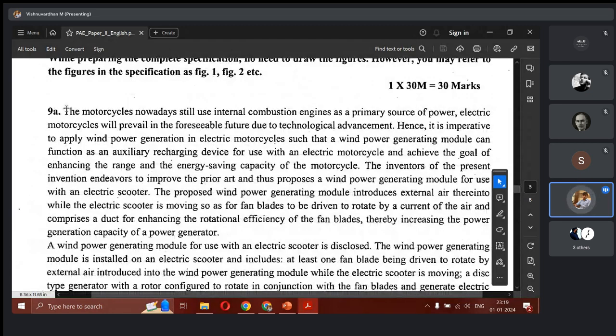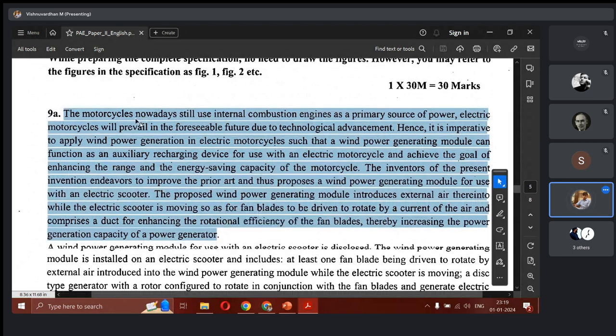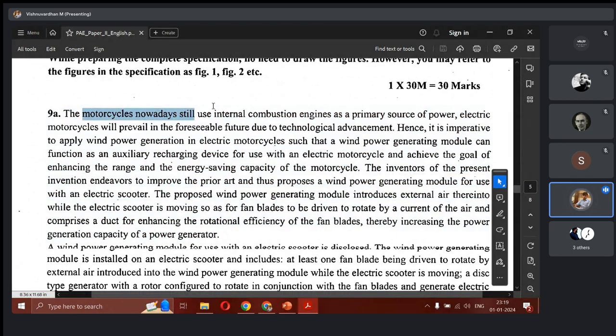So first paragraph, okay, they're talking about a motorcycle. By the time you read the first paragraph, you'll know what it is. It's the abstract. Okay. Motorcycles nowadays still use internal combustion engines as a primary source of power. So this pretty much became your background also now. Electric motorcycles will prevail in the foreseeable future due to technological advancement.